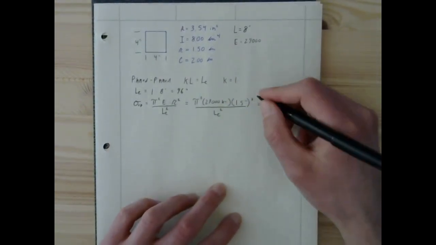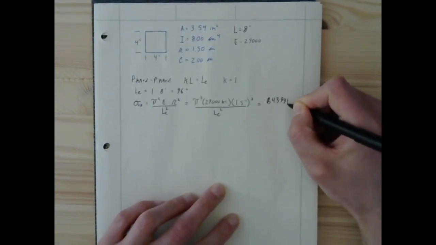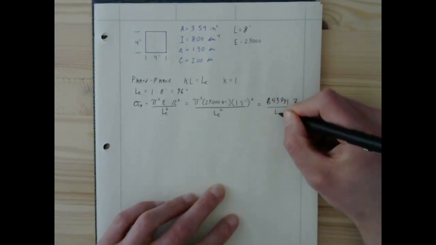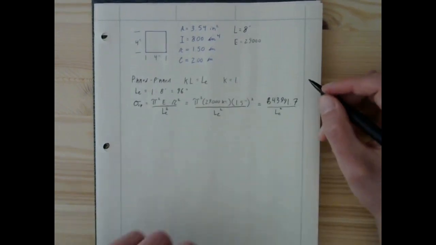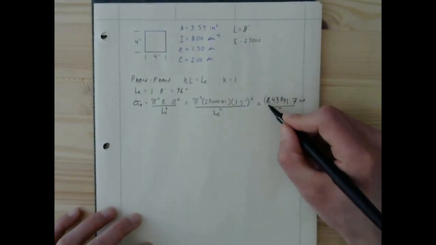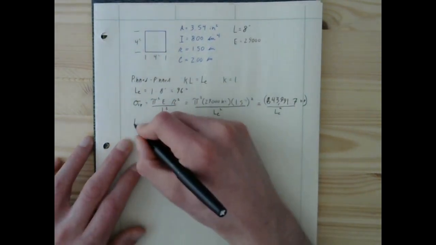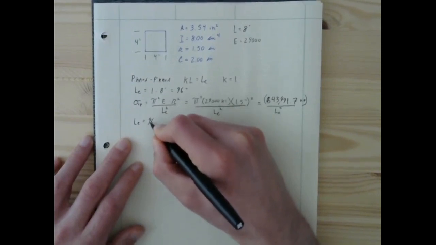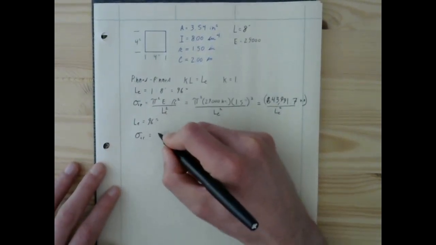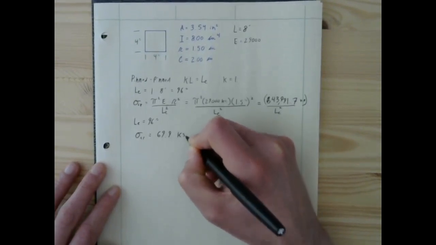And that's going to give us 64,391.7 over the effective length squared, and that's going to be in kips. So for pinned, our effective length is equal to 96 inches. This becomes 69.9 KSI.